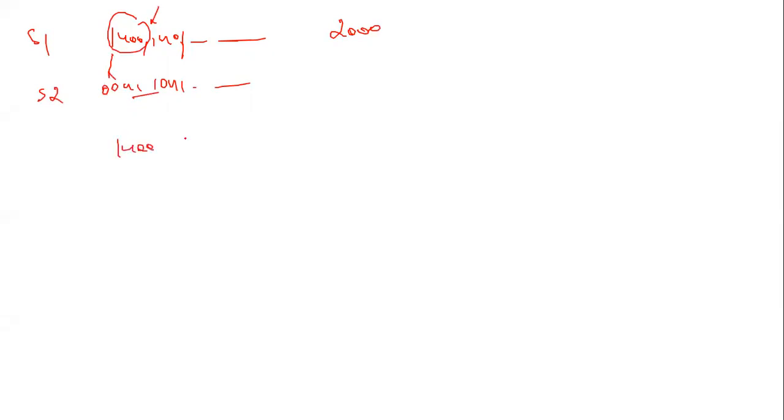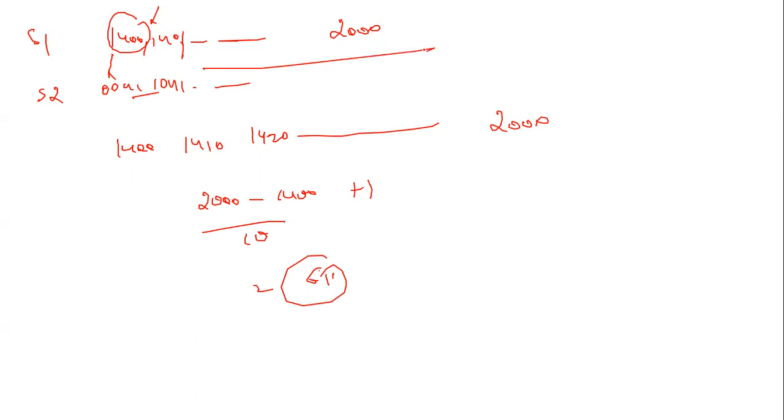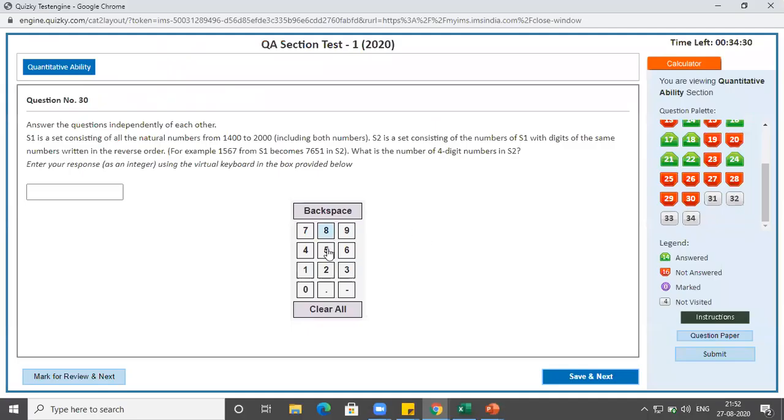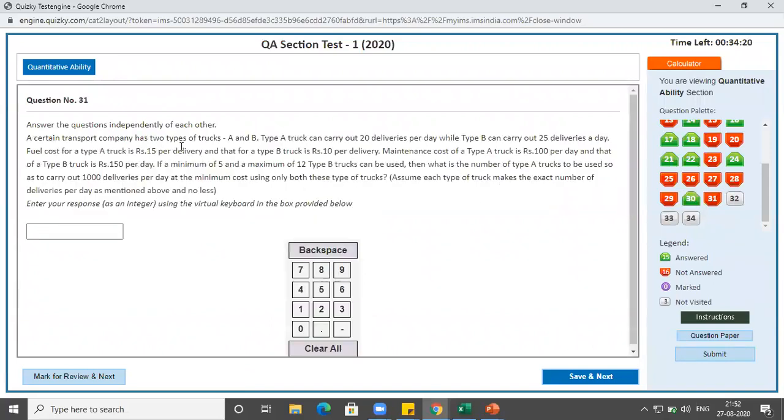Right? So 1400, 1410, 1420 all the way to 2000. कितने number हुए मेरे पास? 2000 minus 1400 upon 10 plus 1. So 61 numbers मेरे को subtract करने हैं from total numbers that I have. 2000 minus 1400 plus 1, 601. 601 में से 61 मैंने subtract करा, I get 540. My answer. What is the number of 4-digit numbers in S2? 540. Got it.